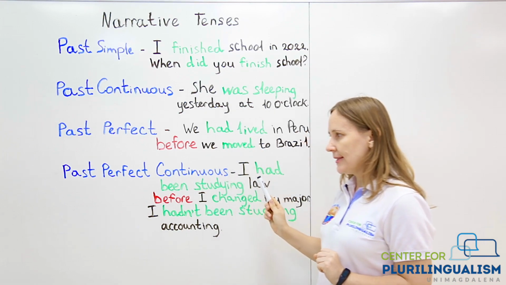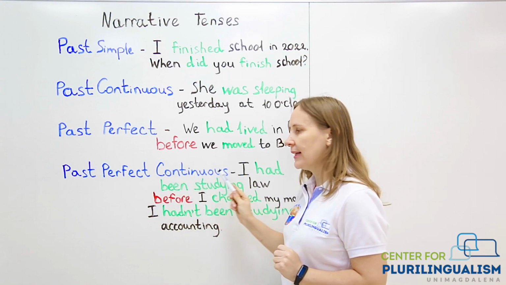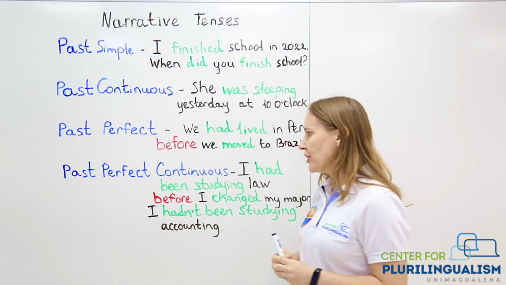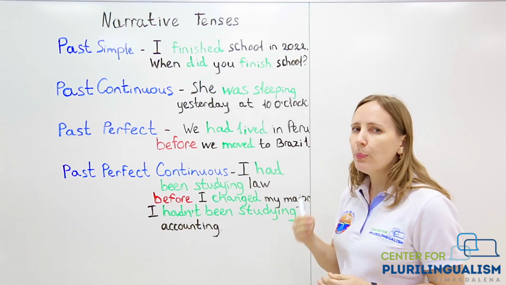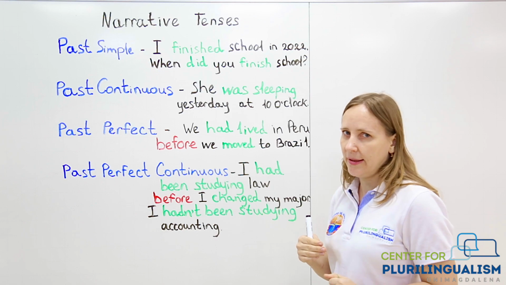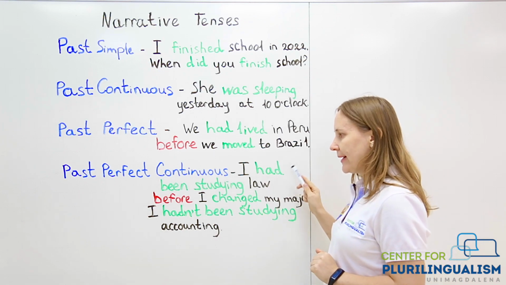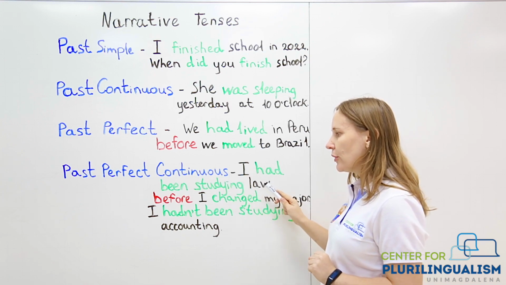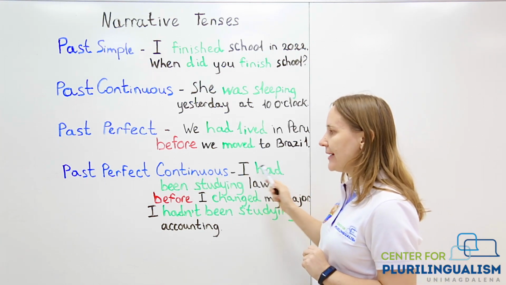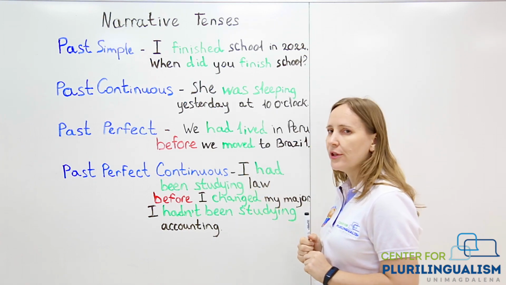And then the last tense that we should mention today, it's past perfect continuous. Past perfect continuous is used for actions that were happening before a specific moment in the past or before another action in the past. Let's look at the example. I had been studying law before I changed my major. I had been studying, that is an example of past perfect continuous form.